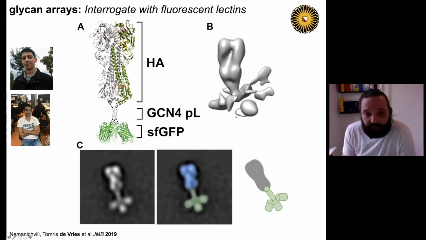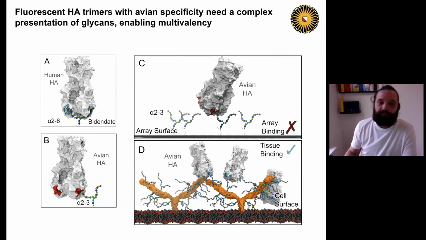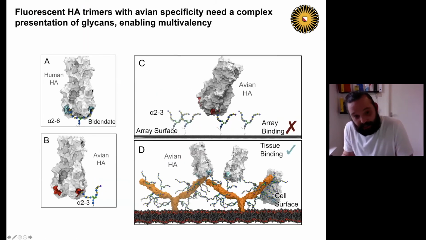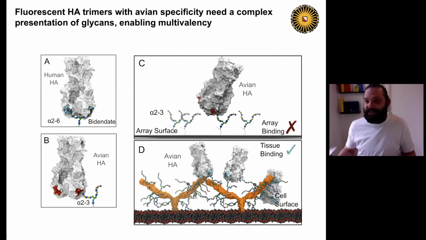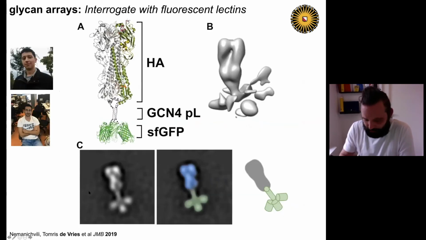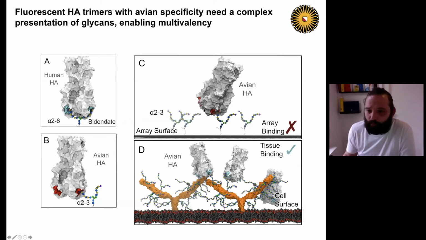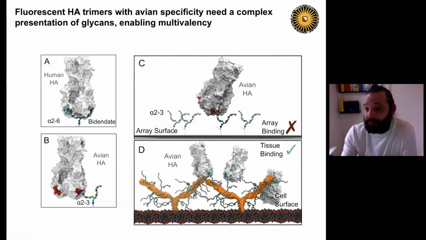And funny enough, if we then add these proteins by themselves, so no pre-complexation, just a single HA trimer, human type specific proteins bind on the array. They bind to complex N glycans, whereas avian HAs don't. But when we put these proteins on tissues or on cells, they both bind. So for that experiment, which was published last year in Journal of Molecular Biology, we know that avian HAs cannot bind by themselves on a glycan array, but they need a complex presentation of N glycans or glycans on the cell surface, enabling multivalency from the other side.